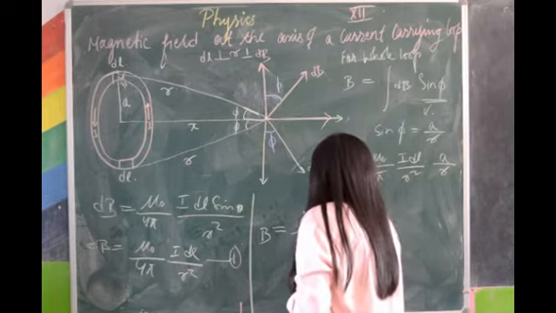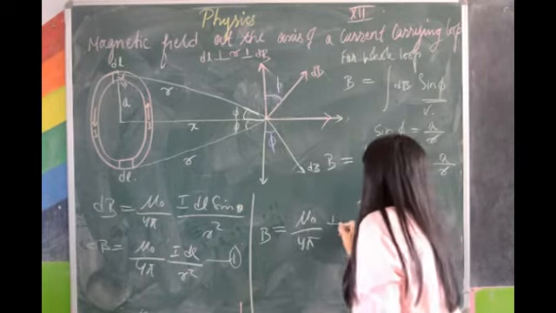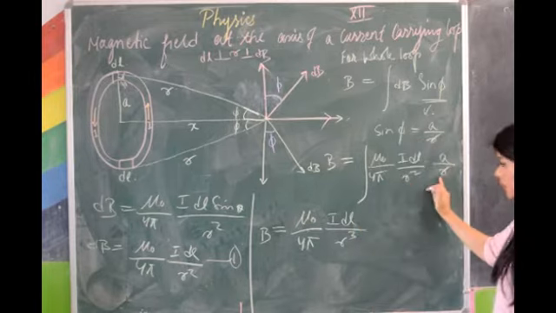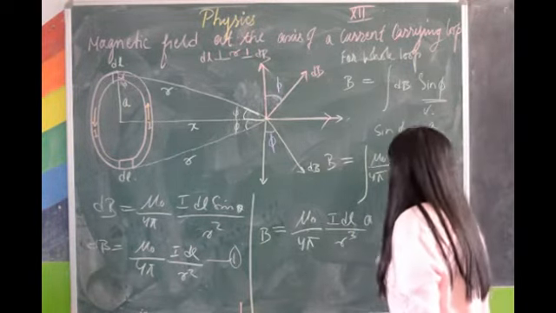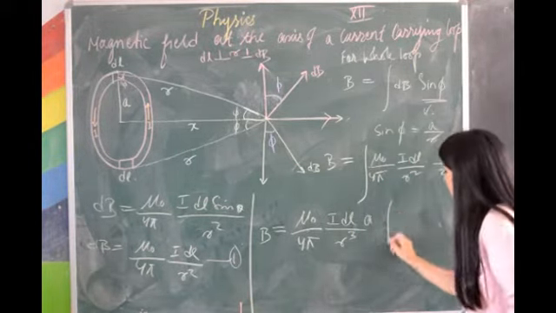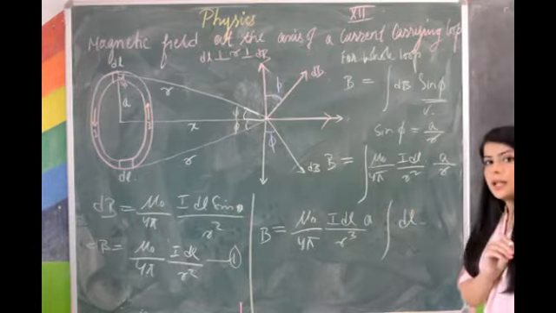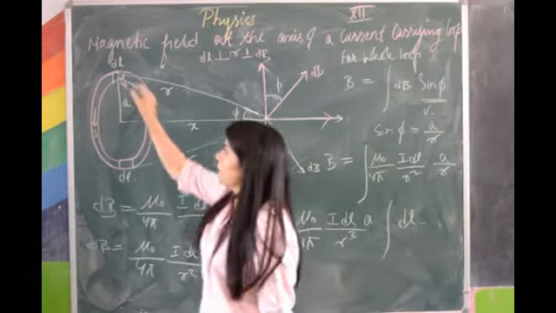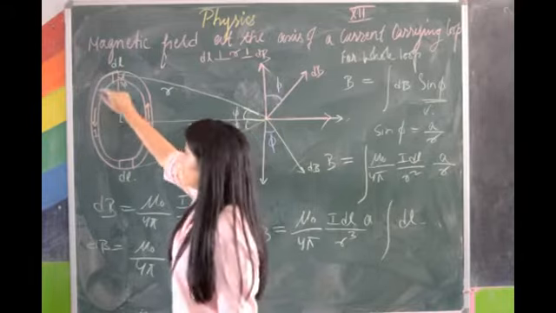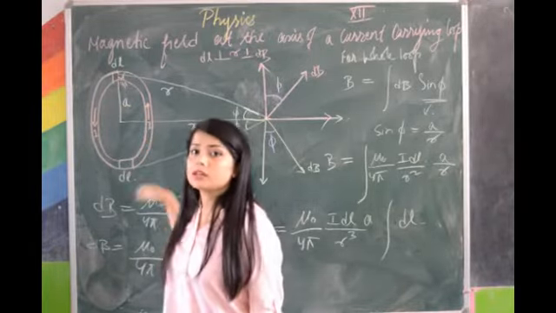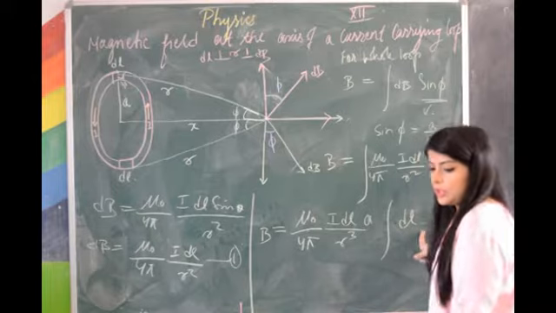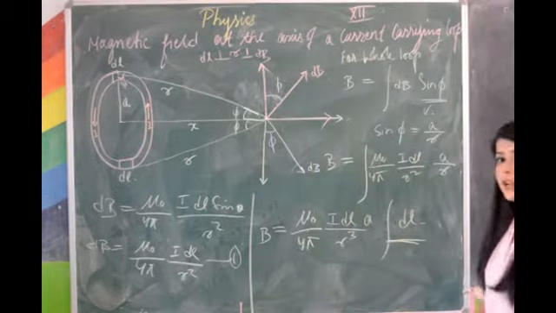So mu naught by 4 pi, I dl divided by R square into R is R cube. A is also constant, that is the radius. Integration over dl. Now, what is the integration of dl? When we add up all the dl, we get the circumference of this loop. Integration of dl is the circumference of the loop.